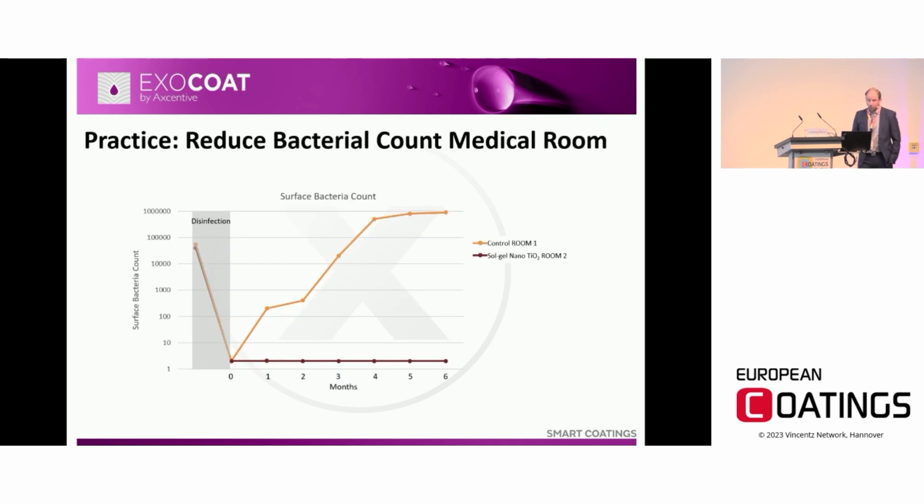Practical use here, a medical room. We had 2 medical rooms and measured the bacterial count. In the beginning there were 50 to 60,000, say. We disinfected the rooms. Room 2 we coated, the ceilings and the walls, with this nanotitanium dioxide, and we followed the bacterial count in time. You see that it really does not increase in 6 months, whereas in the control room, which was not coated, you see the bacterial count rapidly going up. This was, by the way, analyzed by the ATP luminescence method.